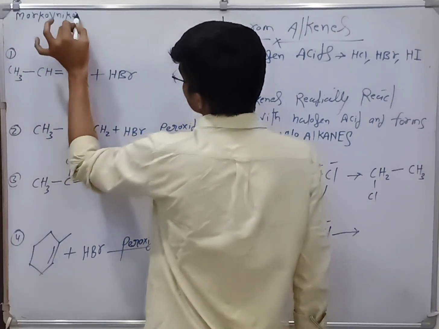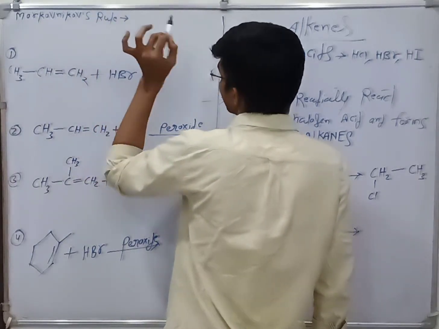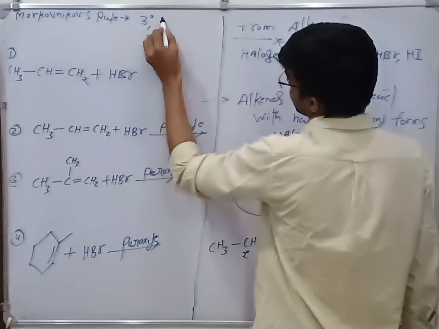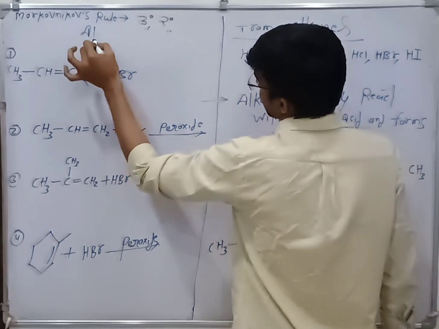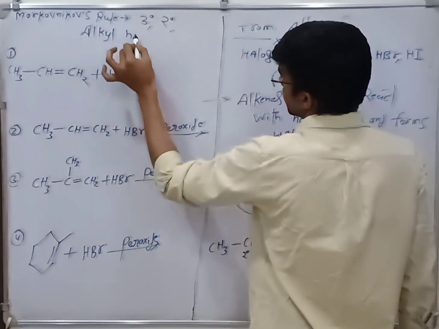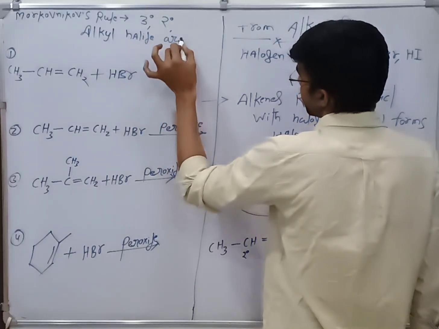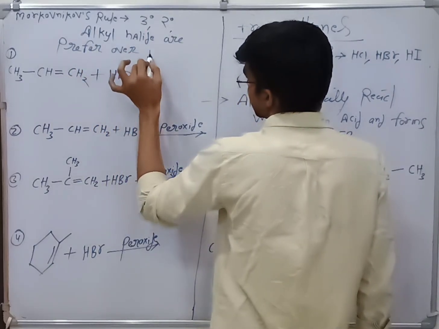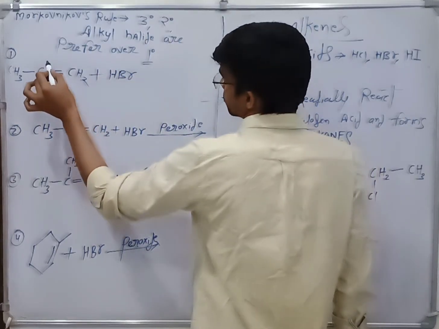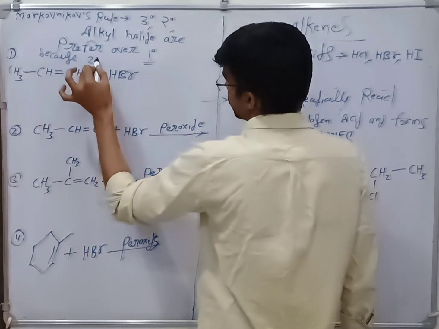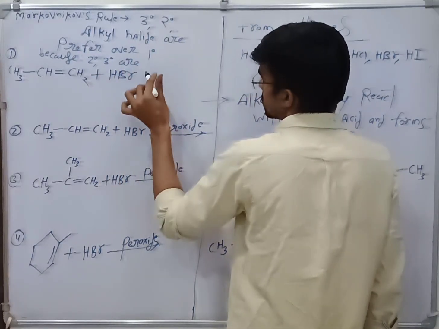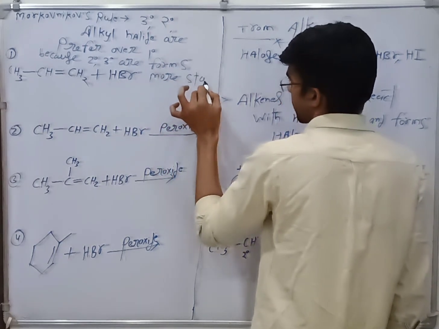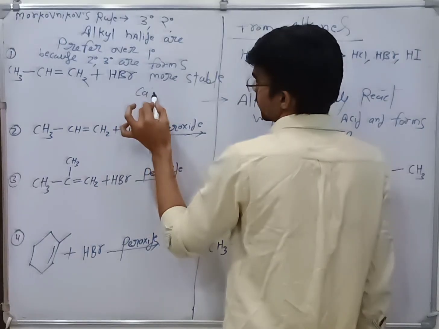Markovnikov rule. According to the Markovnikov rule, 3 degree and 2 degree alkyl halides are preferred over 1 degree, because 2 degree and 3 degree form more stable carbocations.